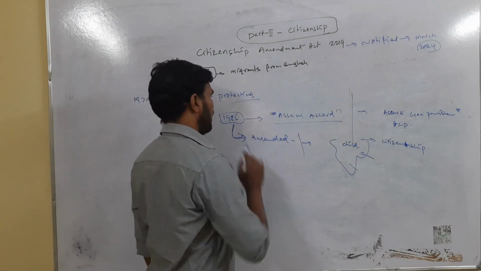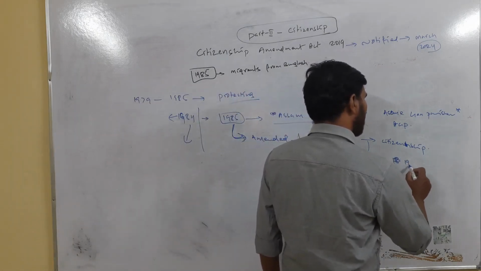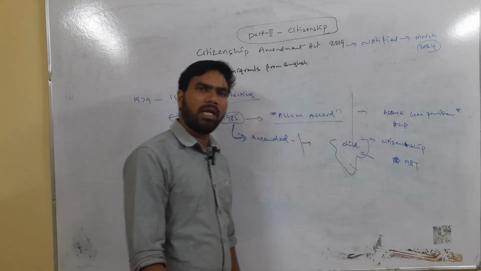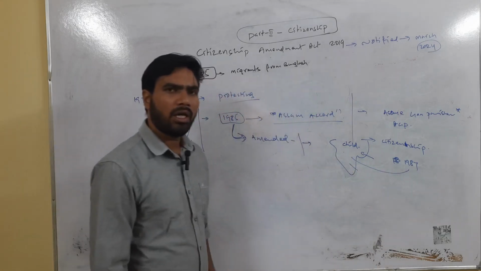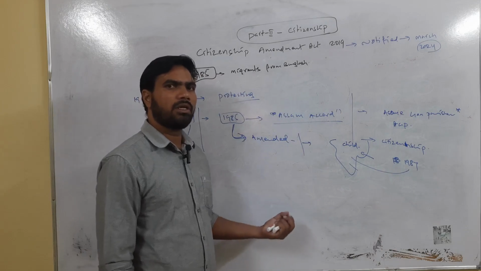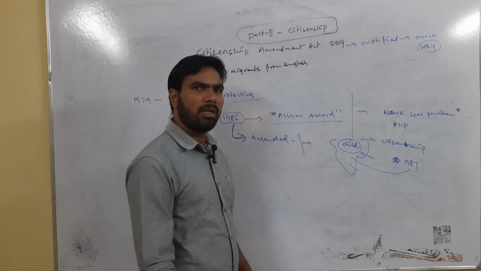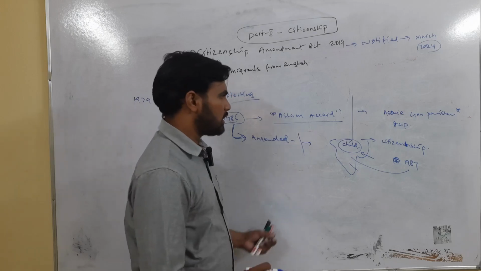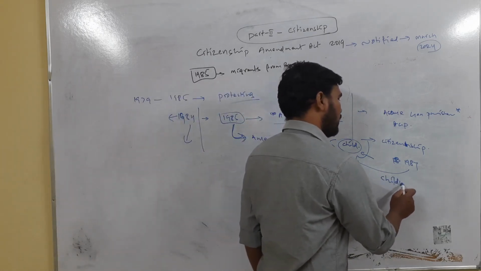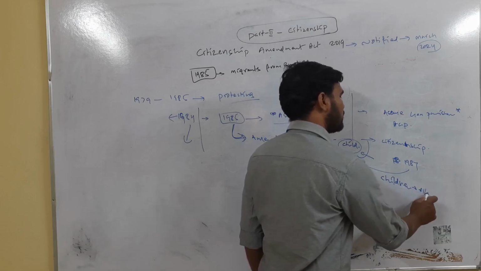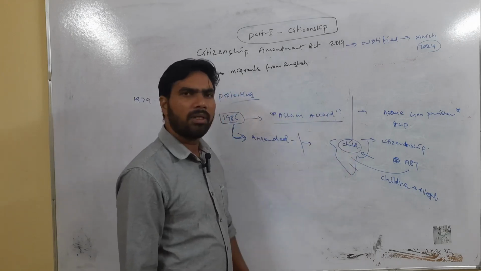Through the 1985 amendment, it was said that from 1987 onwards, at least one of the parents should be a citizen of India. Then only the child will get the citizenship. Otherwise, the child will not become a citizen of India. This amendment was done to prevent the children of illegal immigrants from becoming citizens of India.